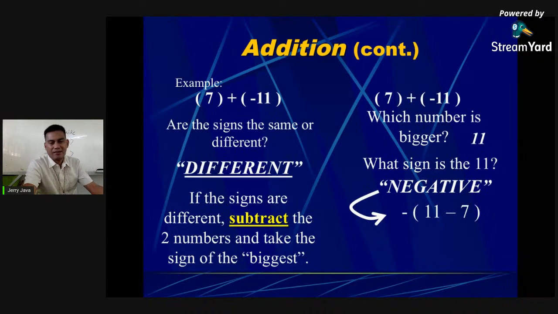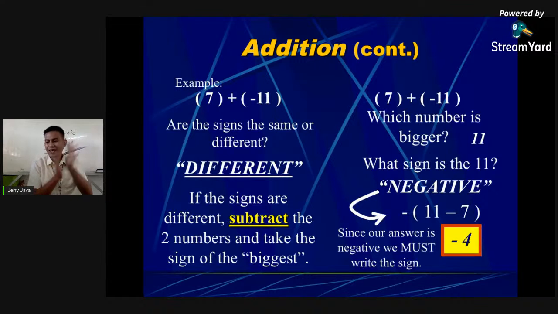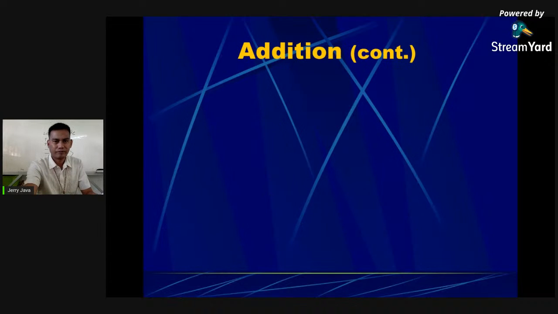So, 11 minus 7 gives you 4. Then copy the sign. That's negative. Since our answer is negative, we must write the sign. Kapag negative, importante na ilagay ninyo talaga yung sign na negative. Correct. Your answer is very good. Negative 4. Let's try another one.